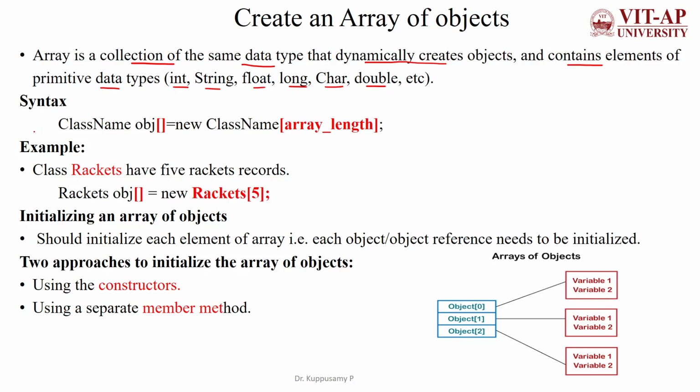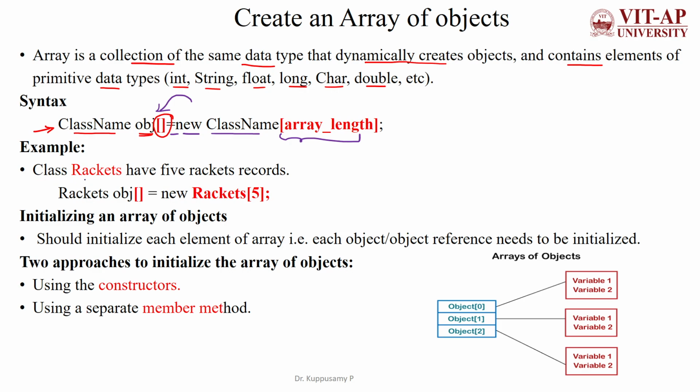Here, the syntax is given to create the array of objects: class name, then object variable. Here, we are going to create the array of objects. So, we are using the square brackets to represent the array, equal new operator, which is allocating the memory locations to this array of objects. Then, that array of objects is created with respect to this class name, and here we have to mention the length of the creating array.